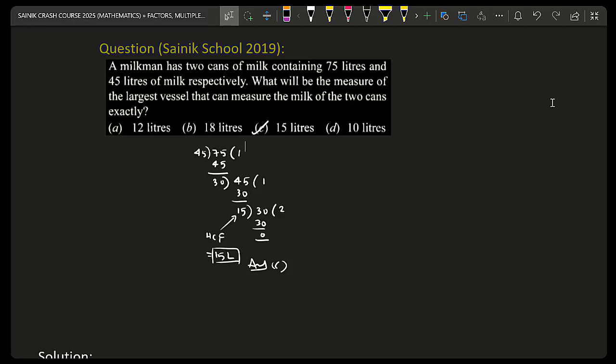And we want the measure of the largest vessel. Largest means it is going to be highest. So we should find the highest common factor. And we know this common division method to find HCF. So you do the common division method, you get the answer 15.